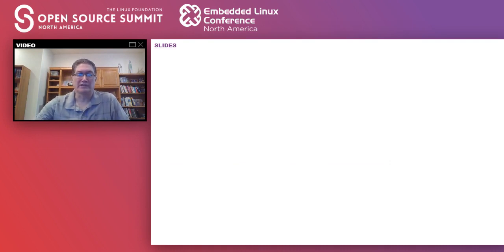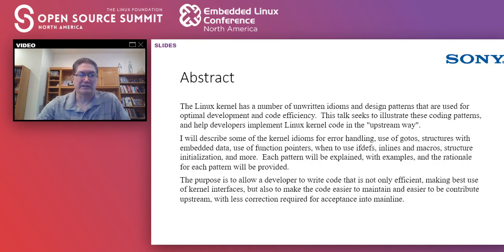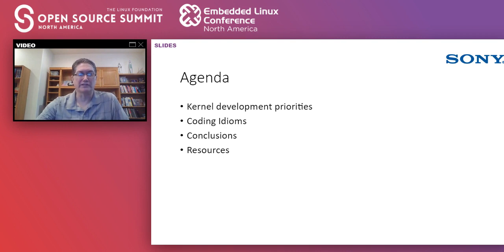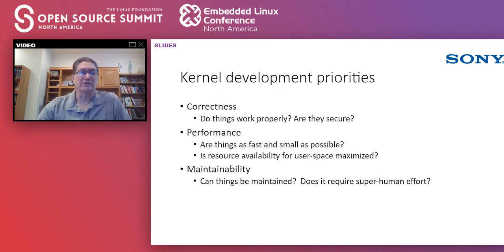So it's my presentation. I'm a principal software engineer at Sony Electronics, and I included the abstract in the slides. That's just for people who view these slides afterwards so they can get an overview of the talk. What I'm going to be talking about today is basically coding idioms. That second bullet is the most important thing, but I'm going to start with a little bit of an explanation about kernel development priorities, and then at the end I'm going to go over some conclusions and give you some pointers to some resources. So let's talk first about kernel development priorities.